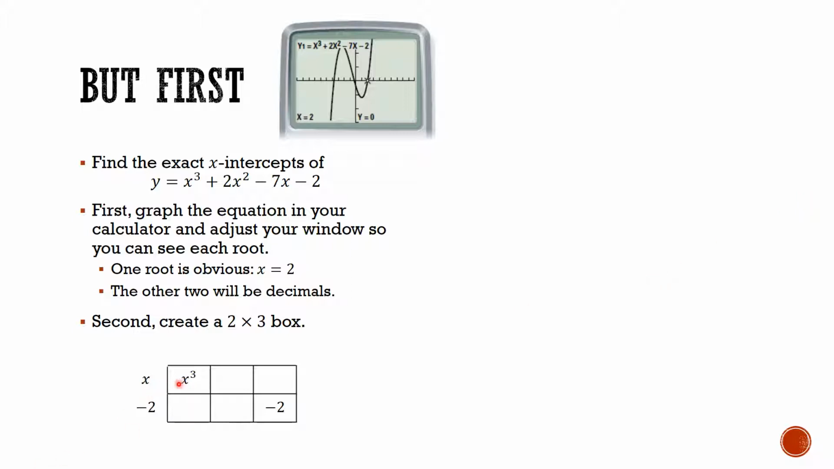If we know this is x cubed and we have an x here, you have to think what times x is x cubed? That would be x squared. But now we have x squared and negative 2, which means we can fill in this box as negative 2x squared.